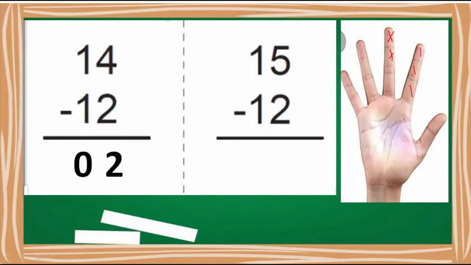1, 2 and 3. There remain 3 fingertips. So 5 minus 2 is equal to 3. 1 minus 1 is equal to? Who will tell me? Yes, 1 minus 1 is equal to 0. So we can say that the difference between 15 and 12 is 3.